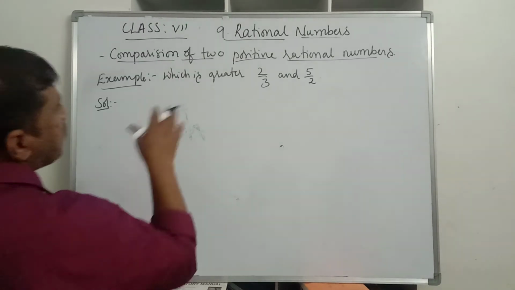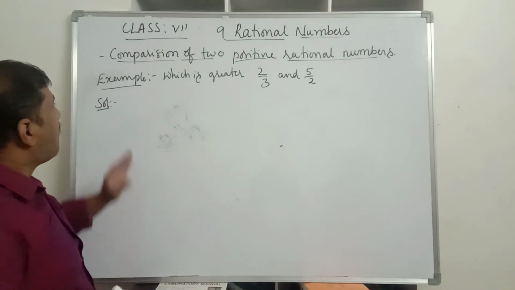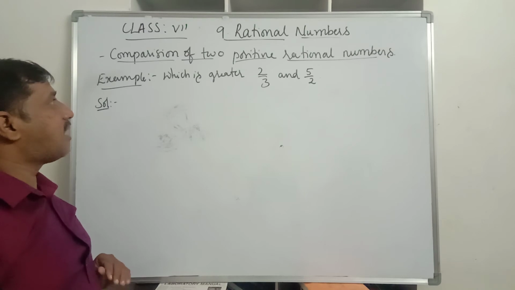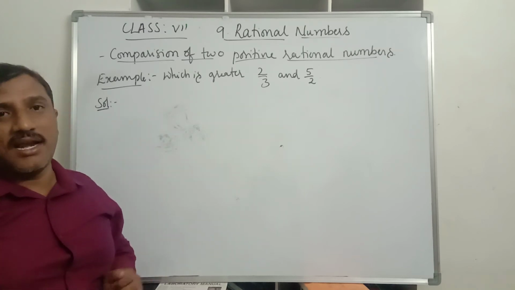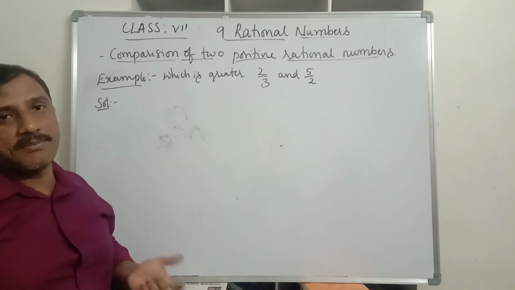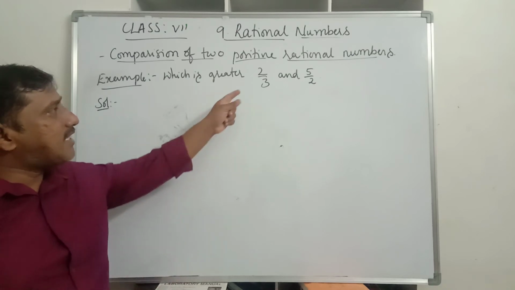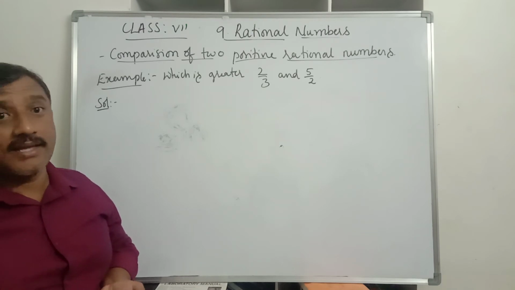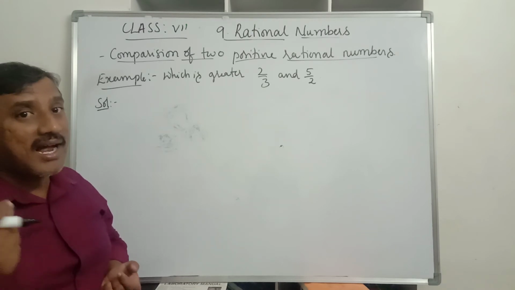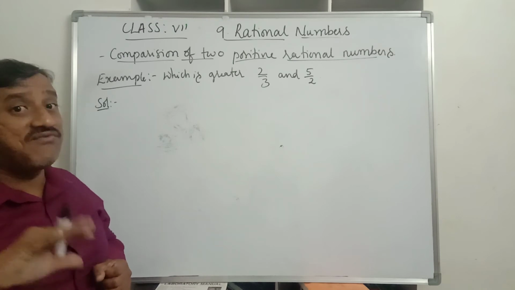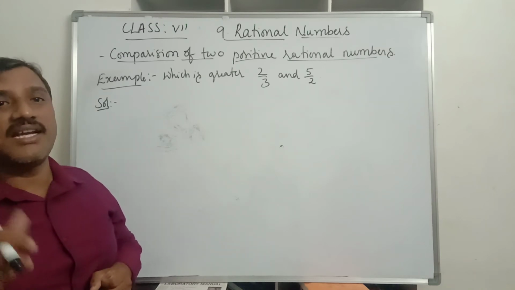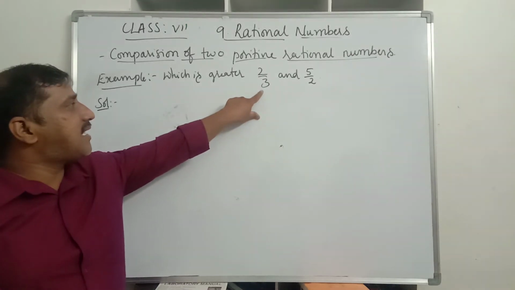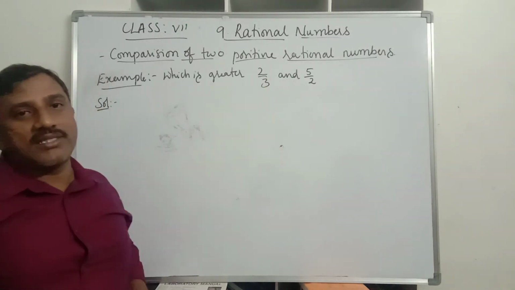Now we will compare two positive rational numbers. Which is greater, 2 by 3 or 5 by 2? Both are positive rational numbers. How to compare this kind of rational numbers? We will use the concept of fractions. So now you take them as the fractions, 2 by 3 and 5 by 2. What type of fractions are they? They are unlike fractions. What are unlike fractions? The fractions with different, unequal denominators are known as unlike fractions. Here 3 is the denominator and the other one has 2 as the denominator.